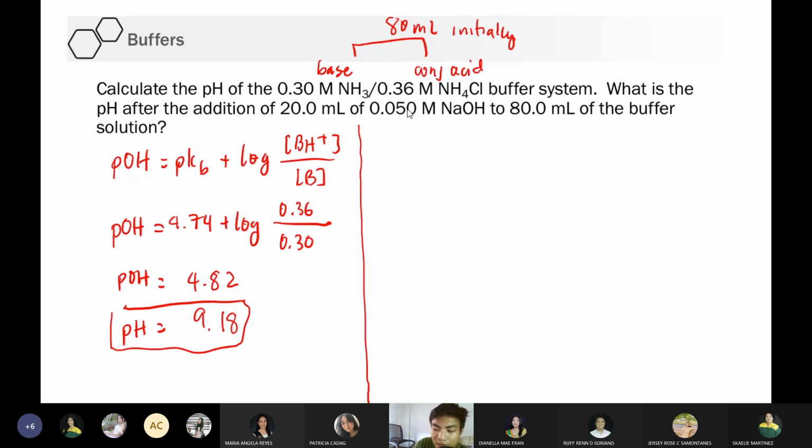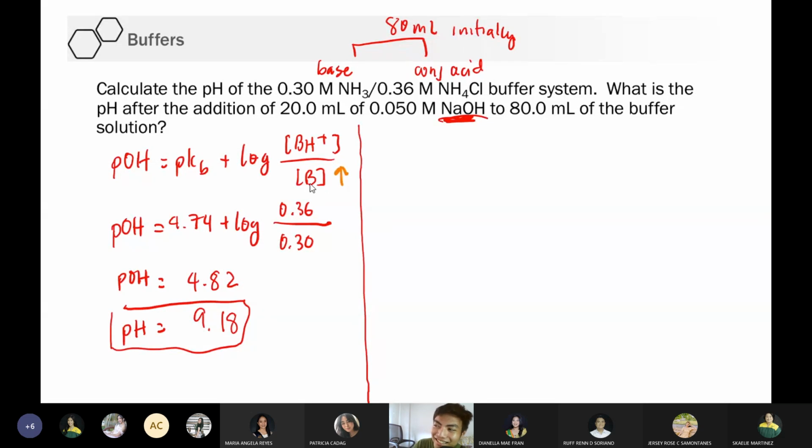Nagdagdag tayo ng sodium hydroxide. Sodium hydroxide is a base. Ibig sabihin, dadami yung base natin. So, the amount of the base will increase. Yung arrow na yan, pataas na yan. Alam ko, familiar kayo yan. So, tataas yung concentration ng ating base. Bakit? Kasi nagdagdag tayo ng sodium hydroxide, no? Okay. So, base, gaganon ka dyan.